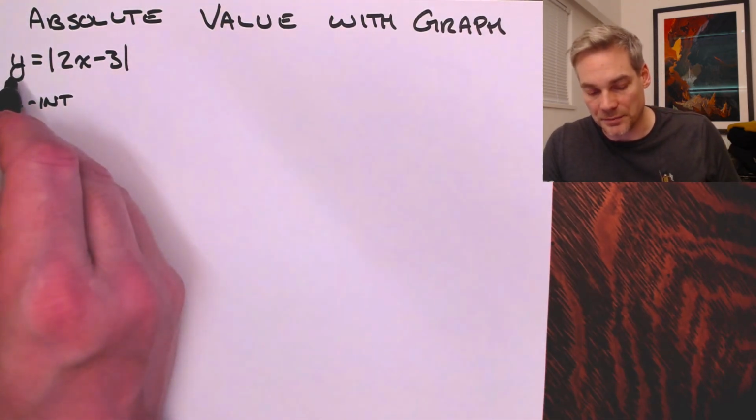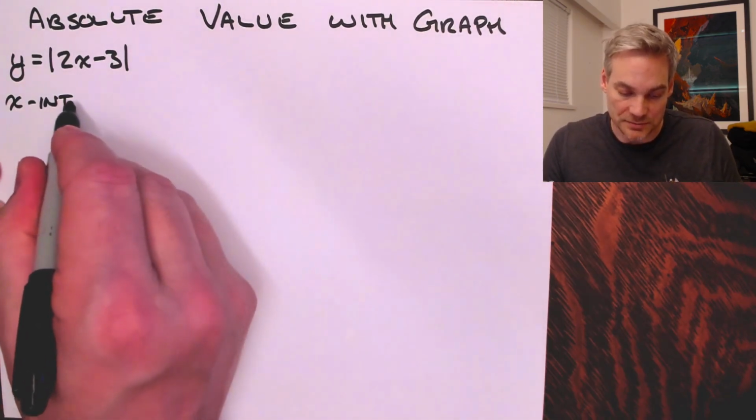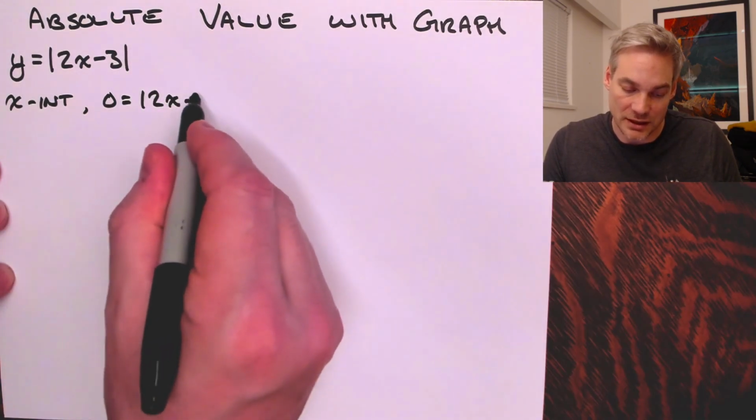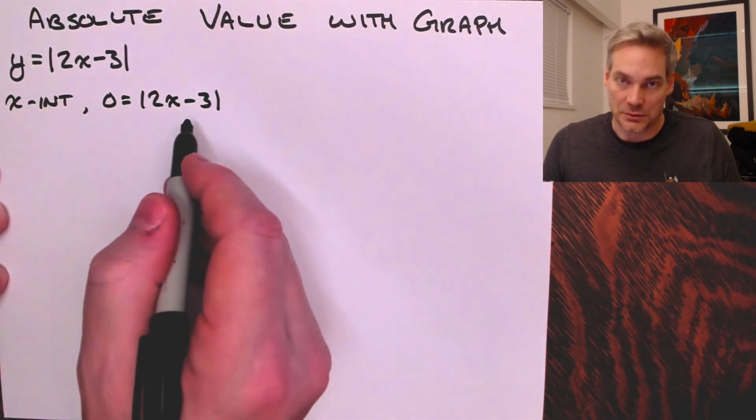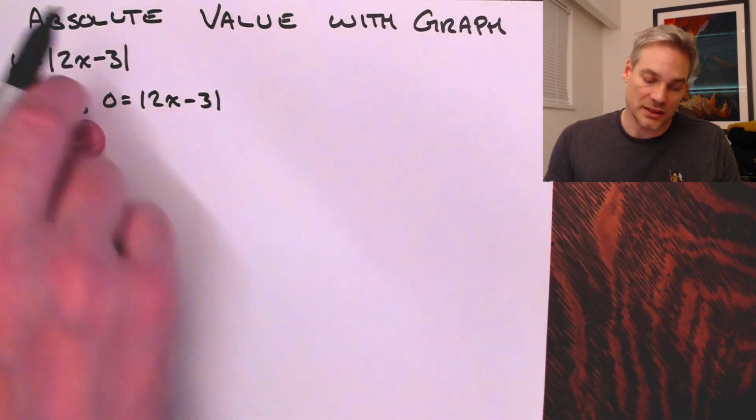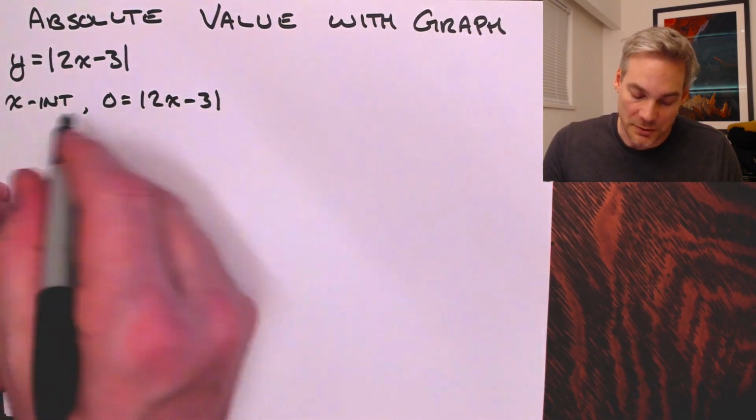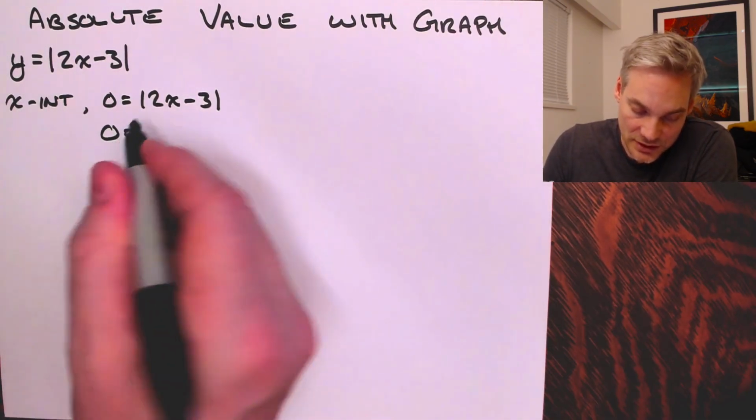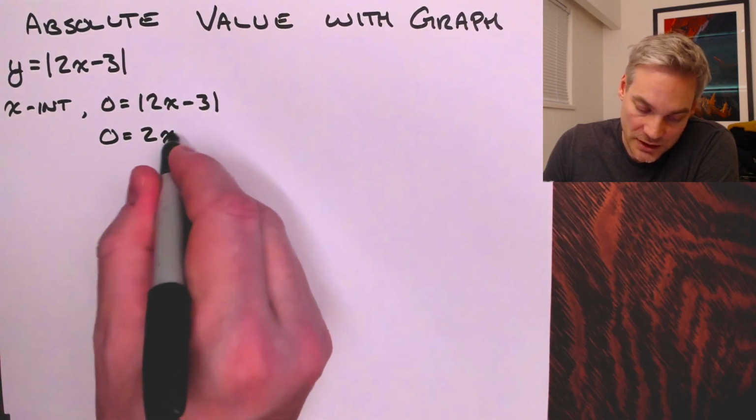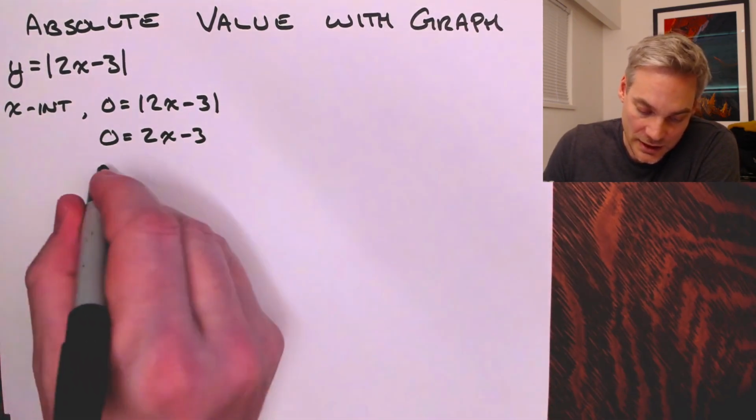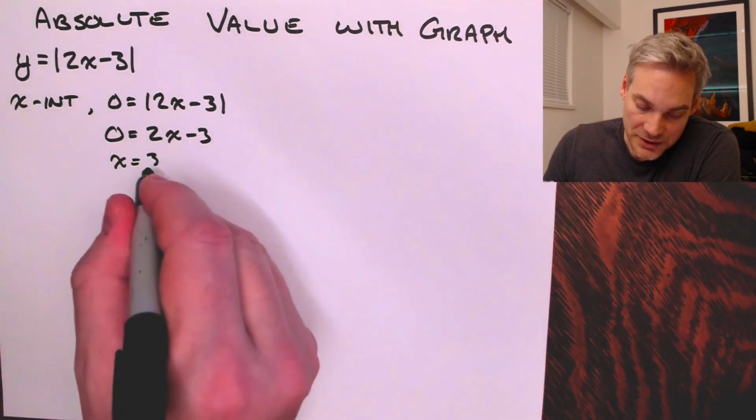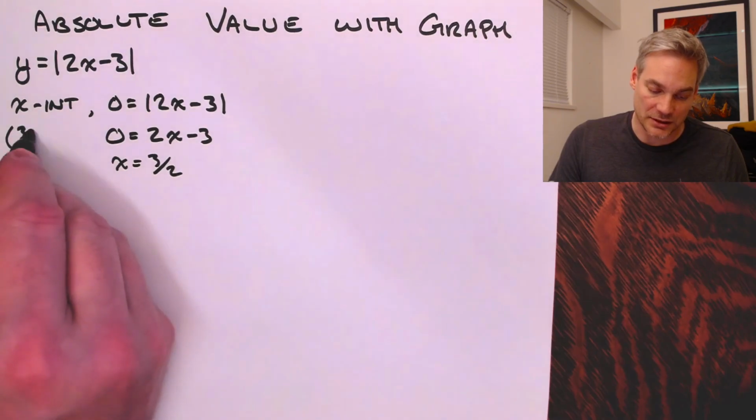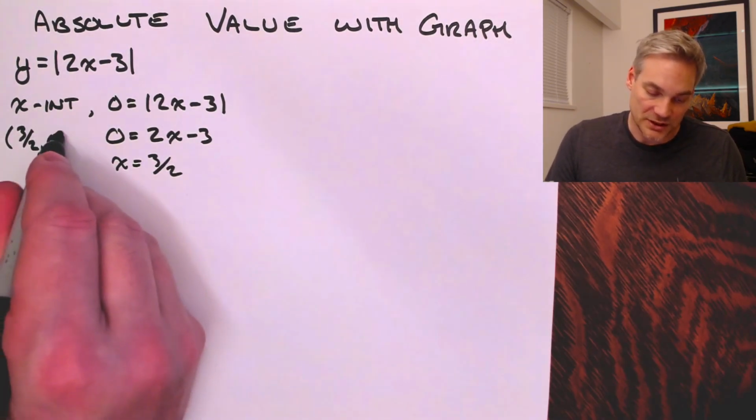So the x-intercept is when y equals 0. So we'd have 0 equals the absolute value of 2x minus 3. And we can get rid of the absolute value bracket because the positive and negative will balance out here, because it equals 0. So this is just 0 equals 2x minus 3. And now we solve for x and we get 3 over 2. Okay, so our x-intercept is (3/2, 0).